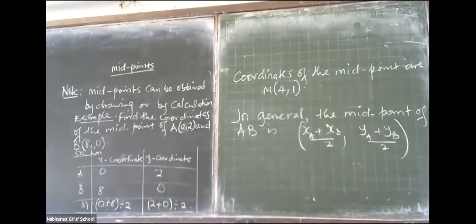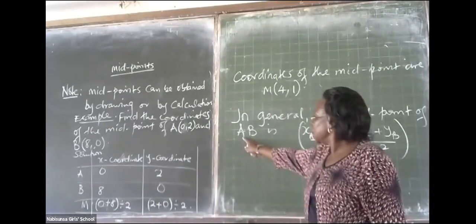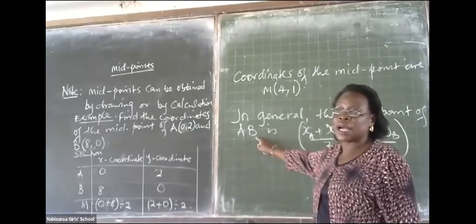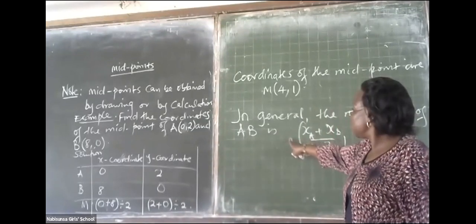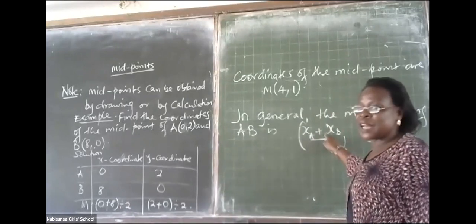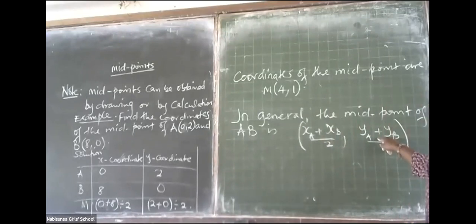So that summarizes what I've been explaining. Point A has x and y coordinates. Point B has x and y. Then the midpoint is the average of the x coordinates of the 2 points and the average of the y coordinates of the 2 points.